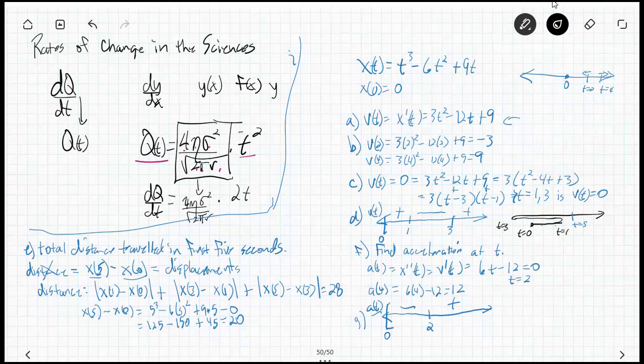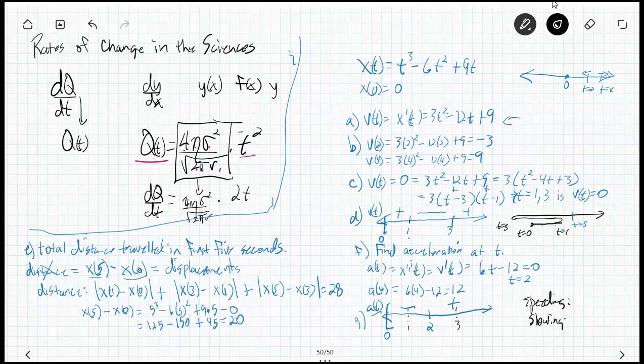So watch. I know that I'm speeding up. Well, let's check. If I drop this, here's 1, and here's 3. I know velocity is positive from 0 to 1. Acceleration is negative from 0 to 1. So I am slowing.